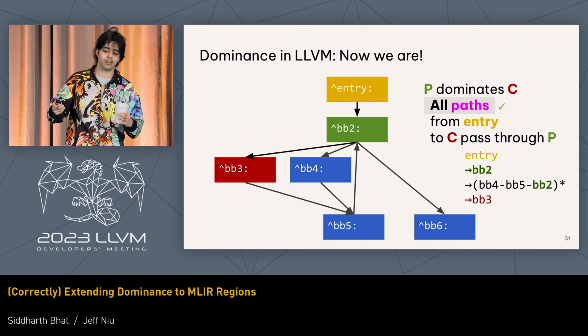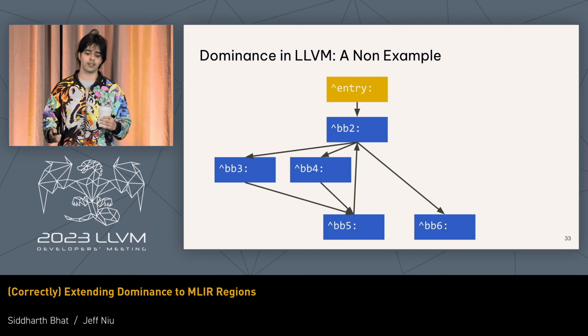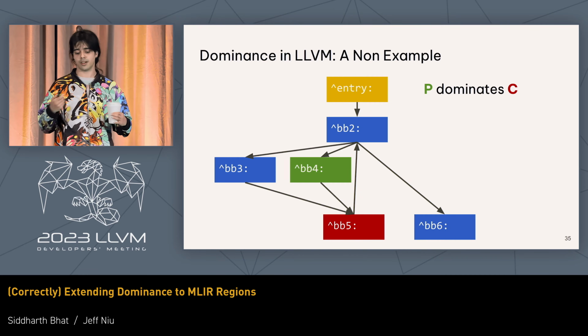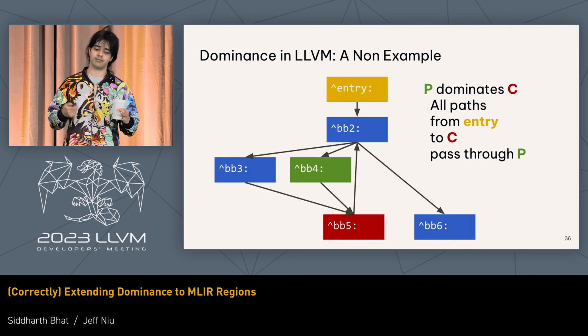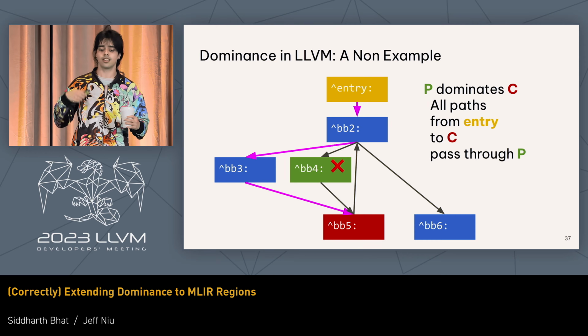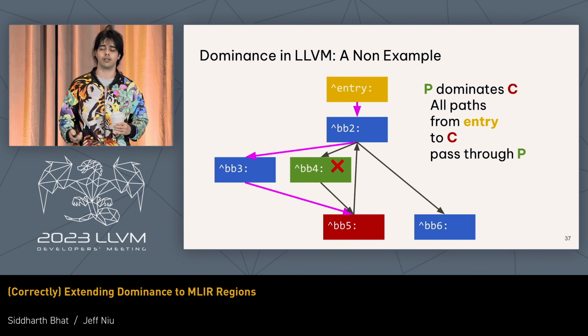But this was some sort of ad hoc reasoning that we did. Now, for a non-example, we could ask once again, if I choose 4 as the parent and 5 as the child, does 4 dominate 5? And the answer is, as previously, no, it doesn't, because I can choose this path from the entry to 5 that doesn't go through 4. So that's a non-example of dominance.